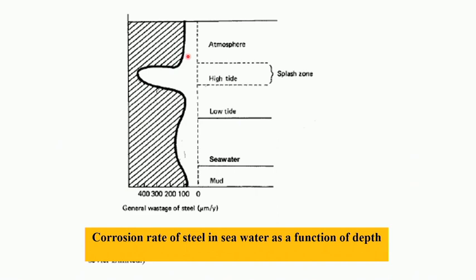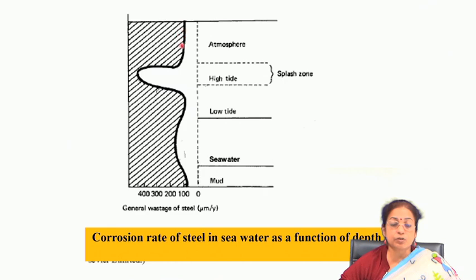For example, this is the case for uniform corrosion of steel in seawater as a function of depth. You will find that near the environment the attack is more or less uniform, but as you go down, in the high tide region the attack rate is much higher than that of the low tide region, and in the mud region. This is the case for the corrosion rate of atmospheric corrosion as compared to that inside the sea water.